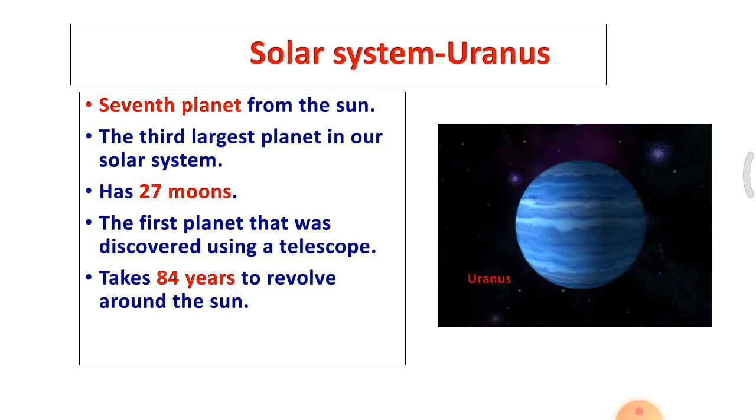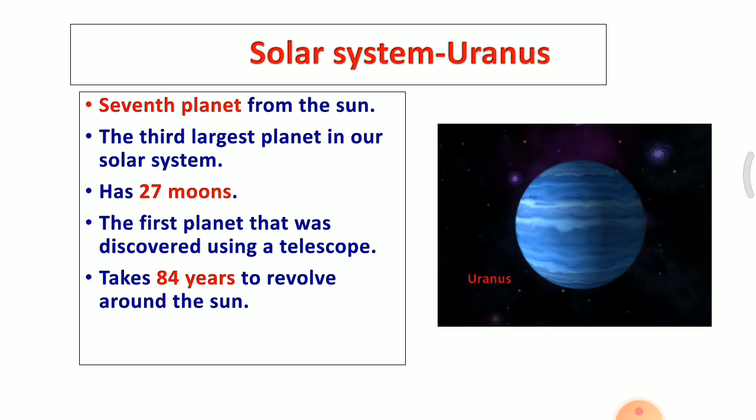The next planet in the solar system is Uranus. The seventh planet from the sun is Uranus, the third largest planet in our solar system. It has 27 moons. It is the first planet that was discovered using a telescope. It takes 84 years to revolve around the sun.